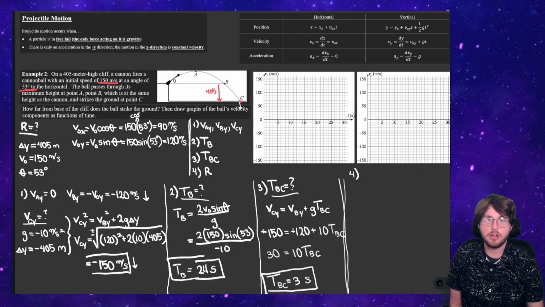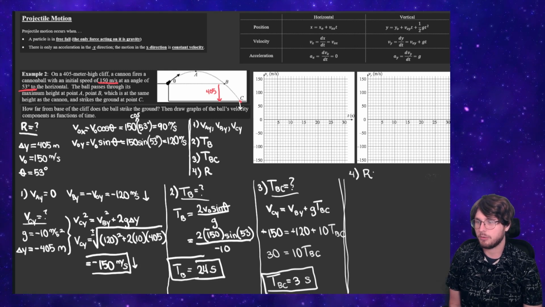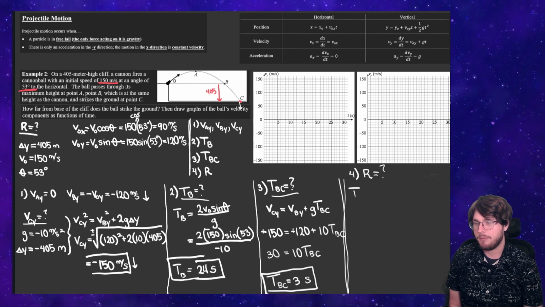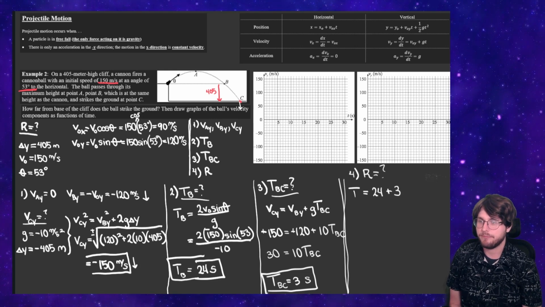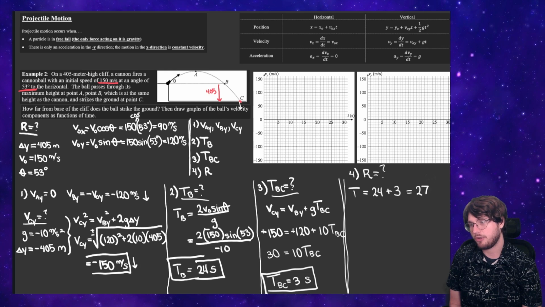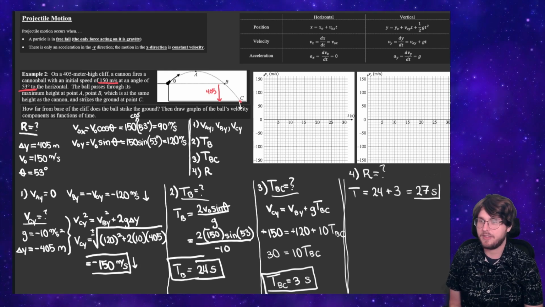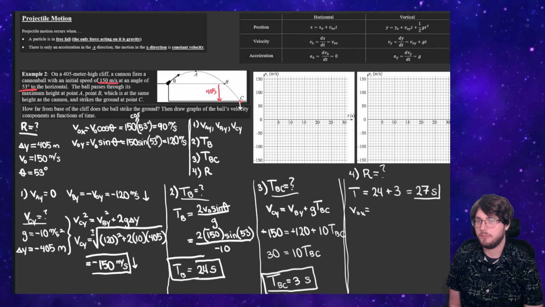So we are good to go to solve for the range. We need to find the total time, which we'll call big T. That's 24 seconds plus 3 seconds for the 2 segments of the trip, so 27 seconds total. And then we have V naught X, and that is 90 meters per second.